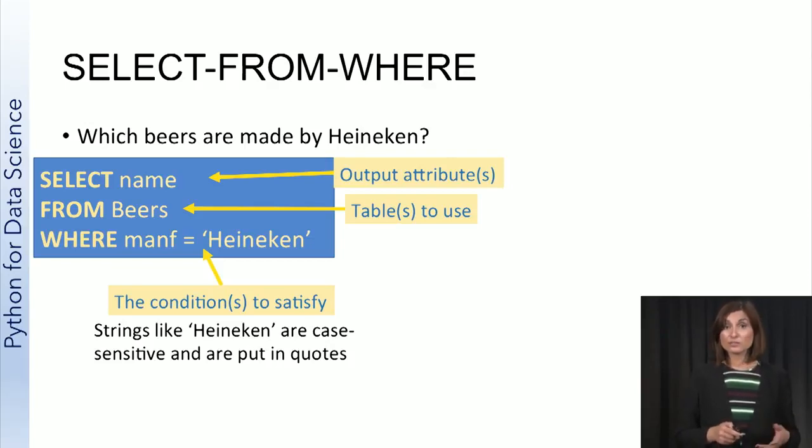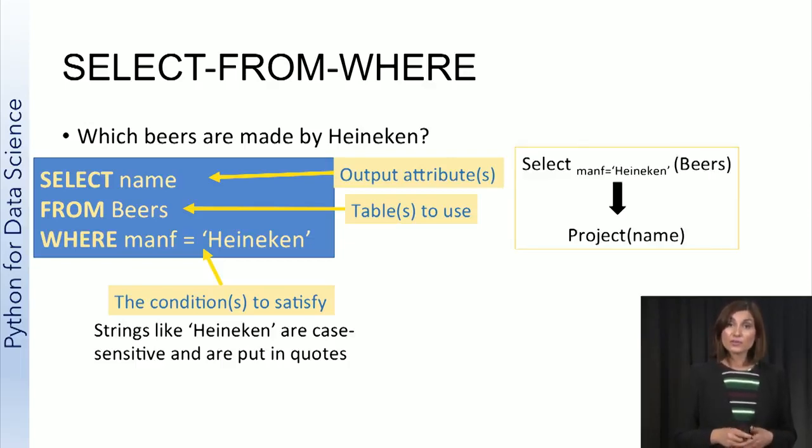There are a few things to notice here. So our query is select name from beers where manf equals Heineken. First, the literal Heineken is put within quotes because it's a string literal. Remember that, in this case, the string is supposed to match exactly, including the case.